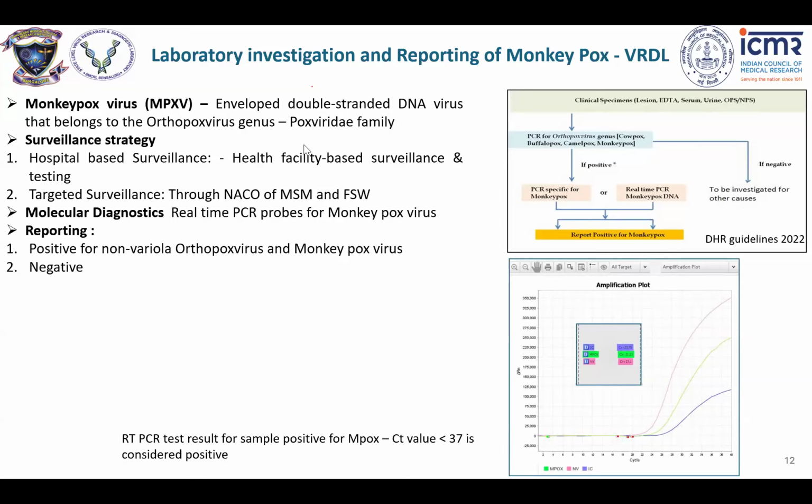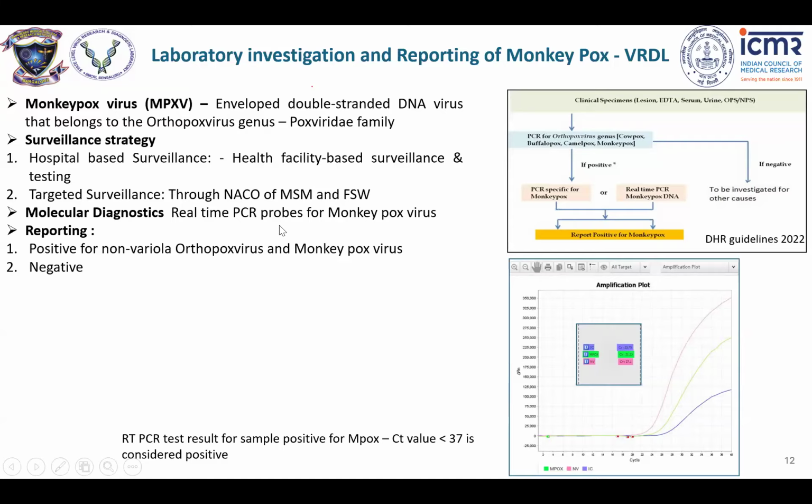The samples that were collected were swabs from the surface, floor of the vesicle, vesicular fluid, oropharyngeal and nasopharyngeal swabs, blood samples, which included both plasma and serum samples, and urine sample. All these samples were referred to the testing site, that is VRDL, for testing monkeypox virus DNA by real-time PCR.